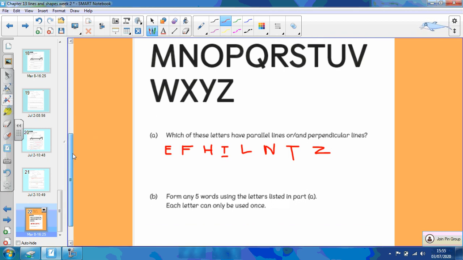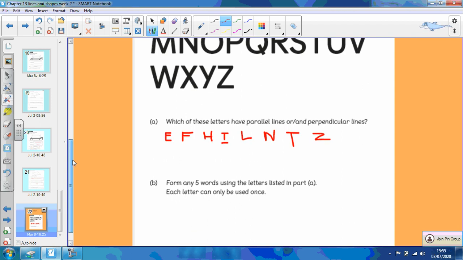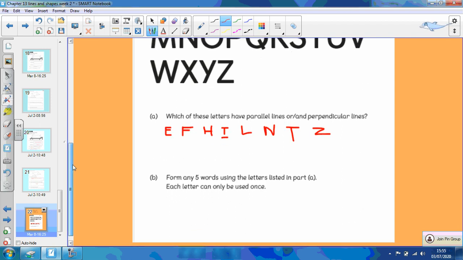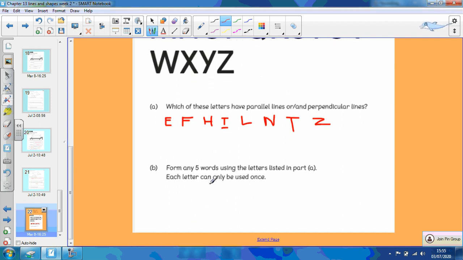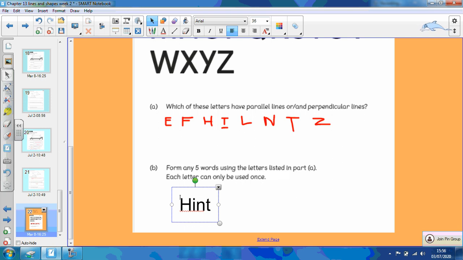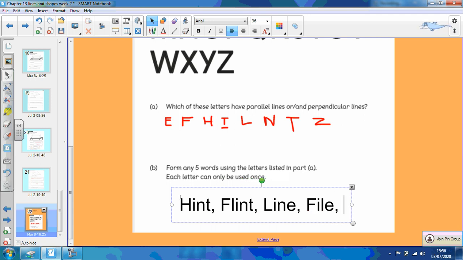I found my 5 words might be different to your 5 words. I found, let's see if I can type now to speed this up a little bit. Hint, flint, line, file, and fit.